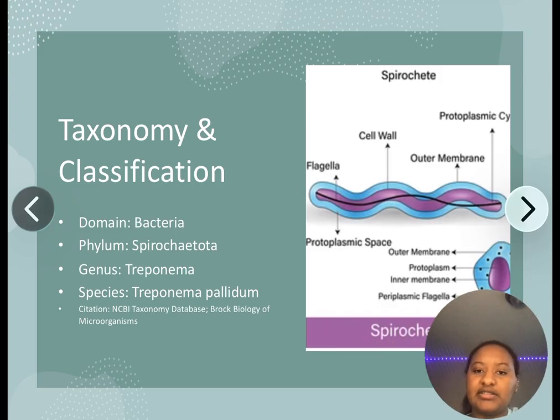Let's start with where this organism sits in the world of microbiology. Treponema pallidum belongs to the domain Bacteria, with the phylum Spirochaetota. It is part of the genus Treponema, with pallidum being the specific species that we're focusing on. These classifications help us understand its structure, its behavior, and its evolutionary relationships.